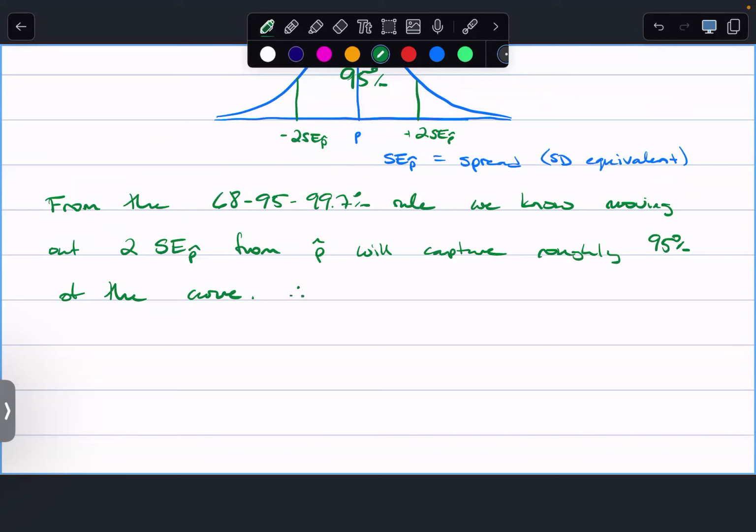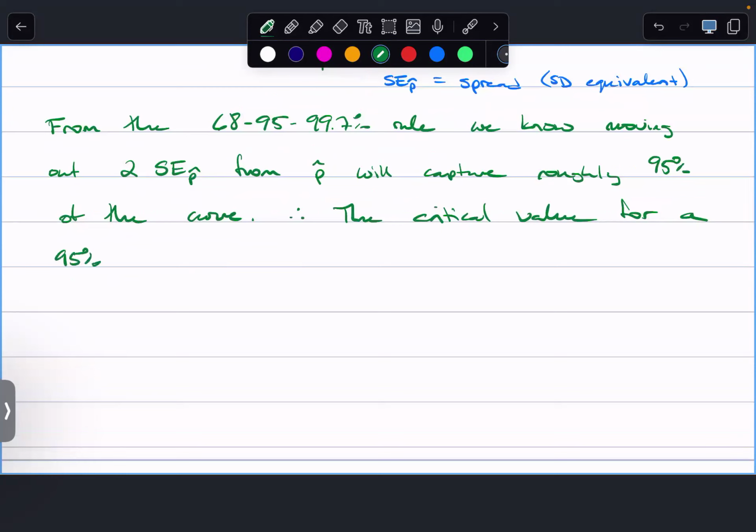Therefore, the critical value for a 95% confidence level is going to be approximately 2. Right? So therefore, the critical value for a 95% confidence interval will be roughly 2. Okay. Technically, 1.96, which is very close to 2.